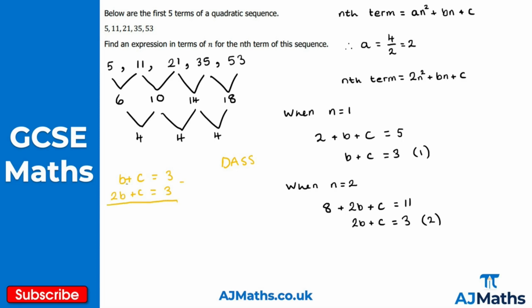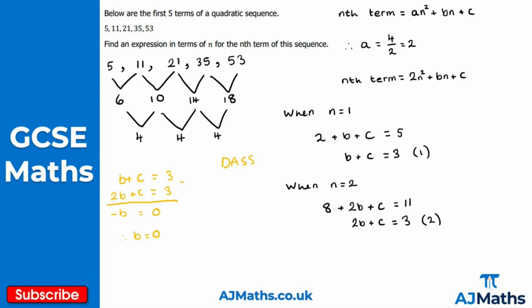So b minus 2b, that would give me minus b. The c's will cancel here, so c minus c, that's just 0. And then I've got 3 minus 3. So what that gives me then is minus b is equal to 0, which in that case would also mean that b is equal to 0. Okay. We've got that b is equal to 0.